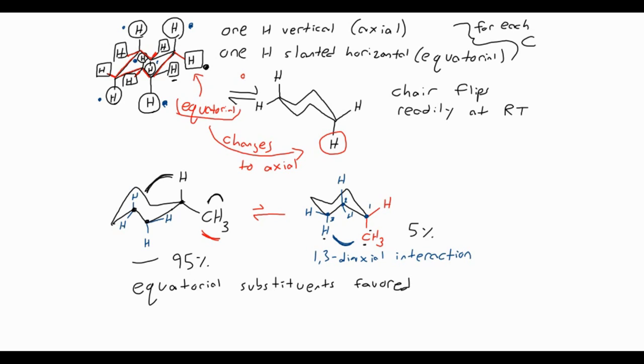What if we add more than one substituent? So for more than one substituent, we're going to take a look at whatever's bigger. Largest wants equatorial. So the 1,3 diaxial interactions are going to be more important for the very large substituents, and for that reason they are going to prefer the equatorial position.